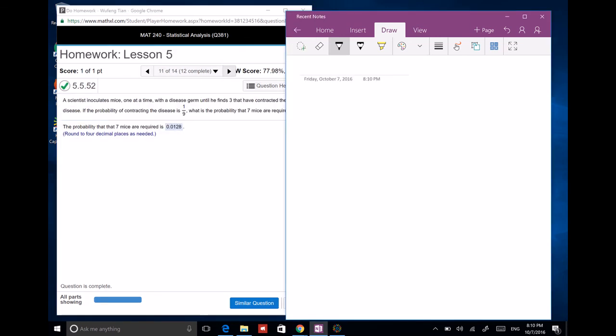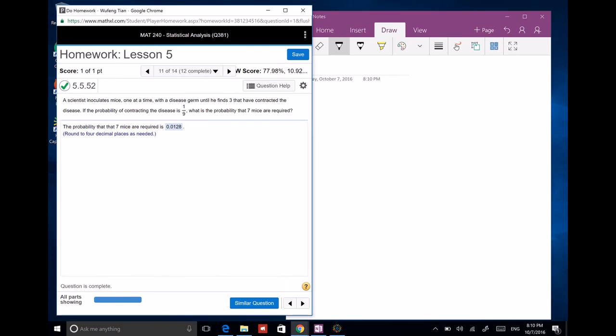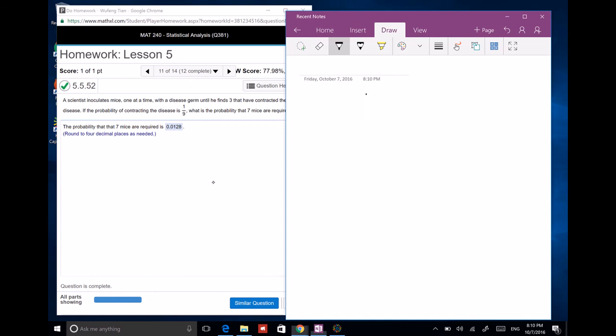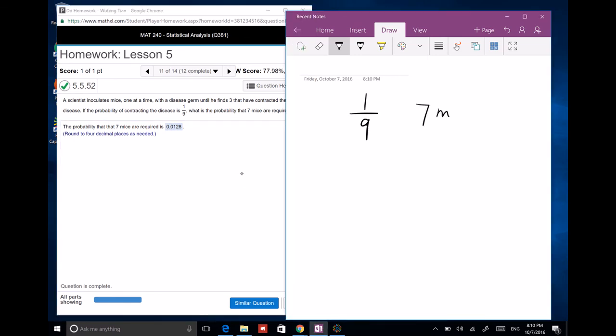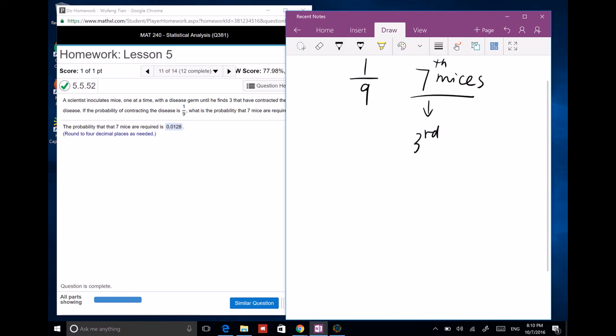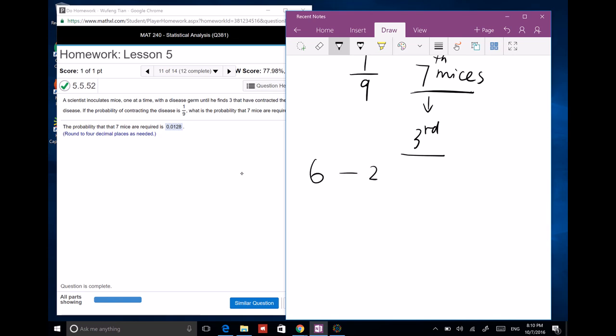Number 11. A scientist inoculates mice one at a time with the disease germ until he finds 3 that have contracted the disease. If the probability of contracting the disease is 1 out of 9, what is the probability that 7 mice are required? Okay, 7 mice are required, which means the seventh one is going to be the 3rd one to contract the disease. So before the 7th one, we have already had 2. Before the 7th, so previous 6 mice, there have already been 2.